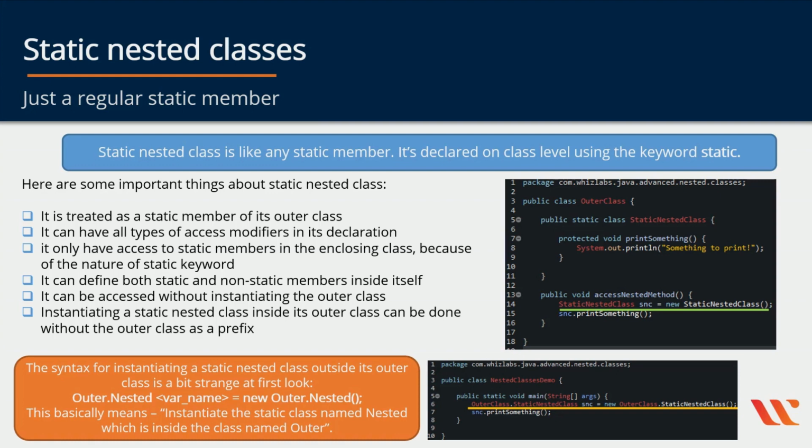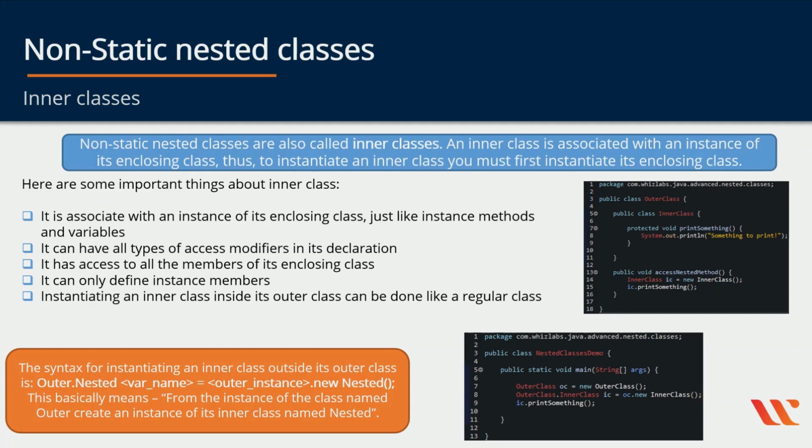Okay, after this strange thing, let's continue with another type of nested classes. Non-static nested classes are also called inner classes. An inner class is associated with an instance of its enclosing class. Thus, to instantiate an inner class, you must first instantiate its enclosing class. Here are some important things about inner classes. Inner classes are associated with an instance of its enclosing class, just like instance methods and variables. So basically, we can't create an instance of an inner class before creating an instance of its outer class.